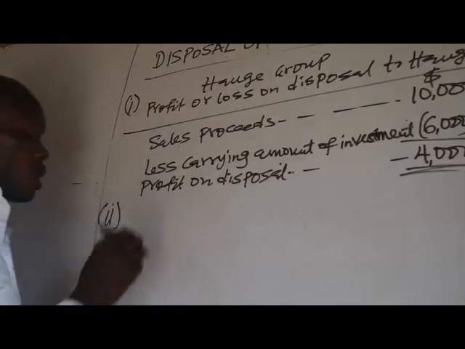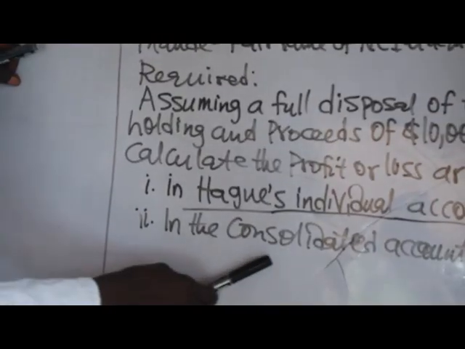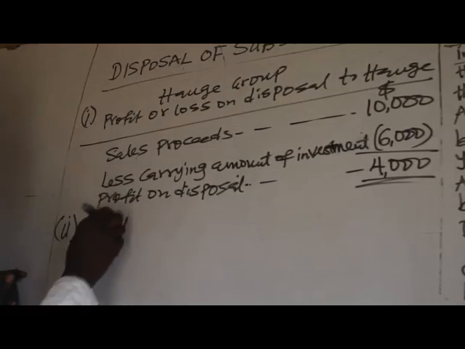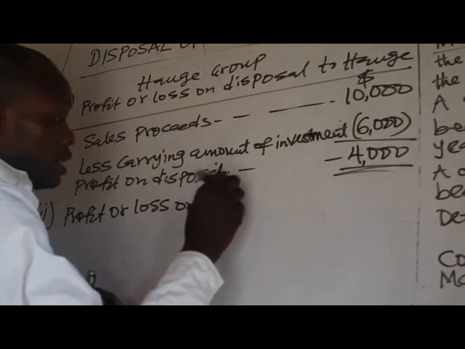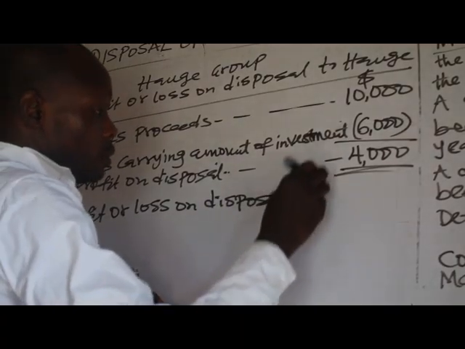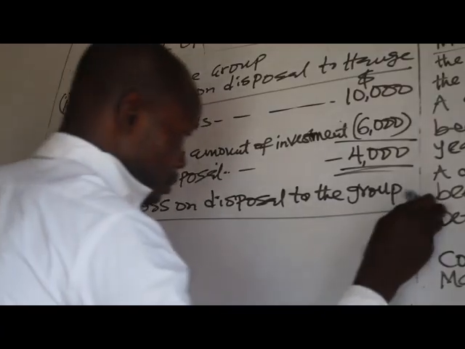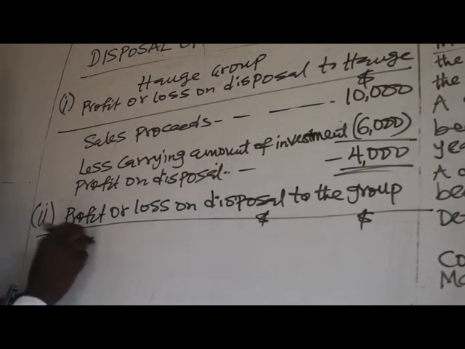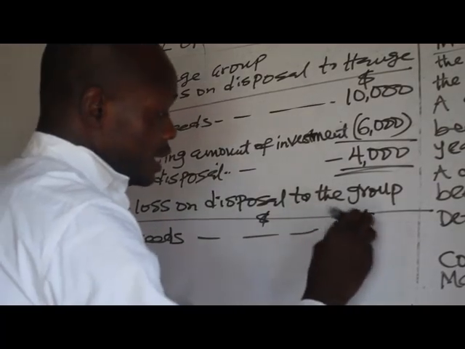2, you have to calculate the profit or loss on disposal that will appear in the consolidated accounts. So we have profit or loss on disposal to the group, the one that will appear in the consolidated accounts. So we have sales proceeds, which is still the same amount, $10,000.